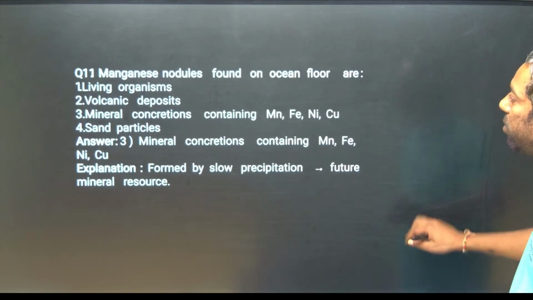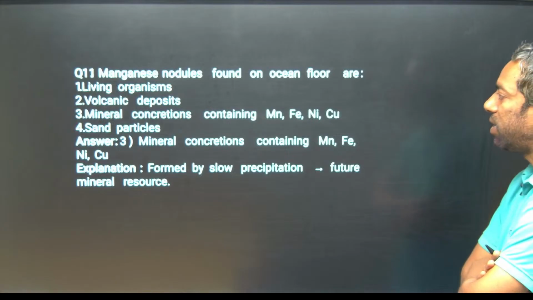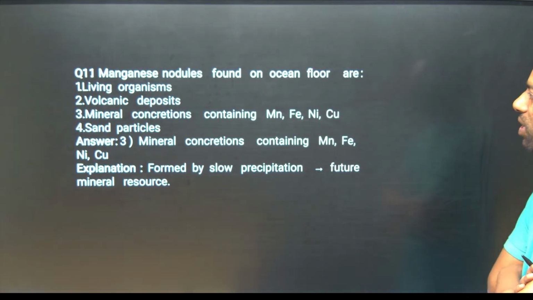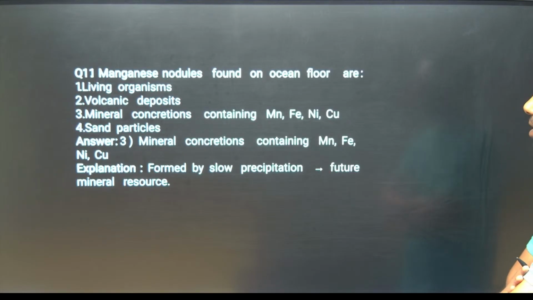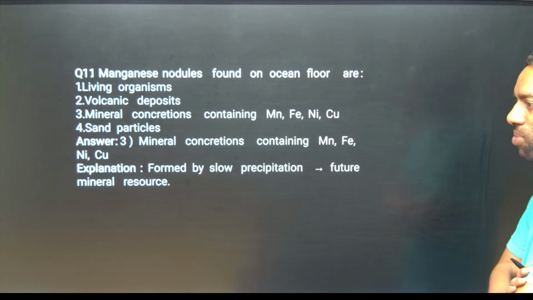The manganese nodules found on the ocean floor are not living organisms, not volcanic depths. It is a mineral concentration containing manganese, iron, nickel, copper.